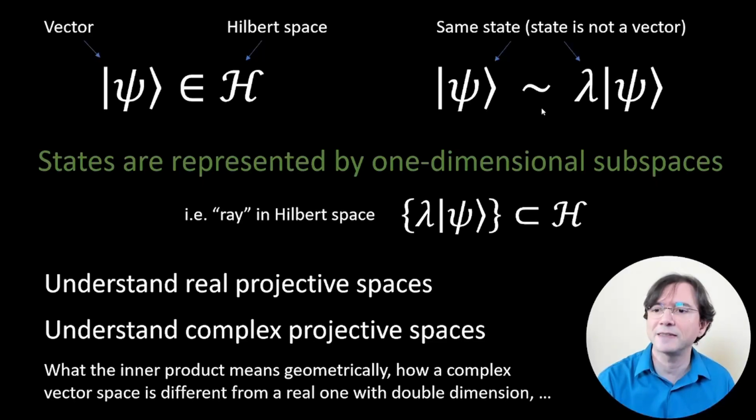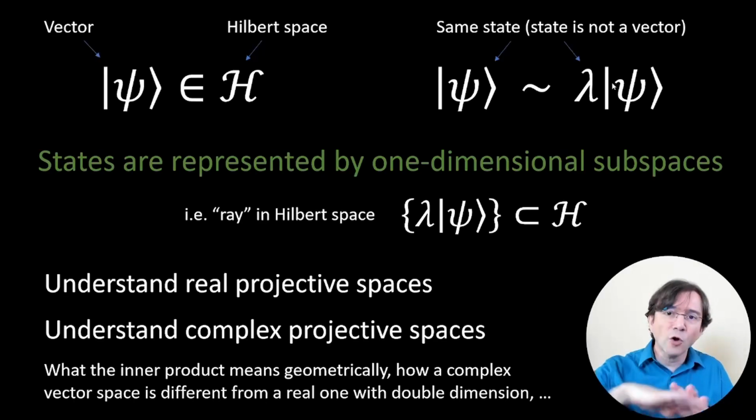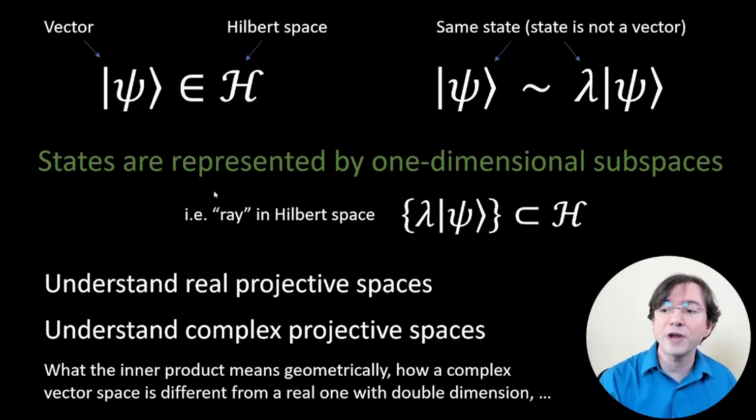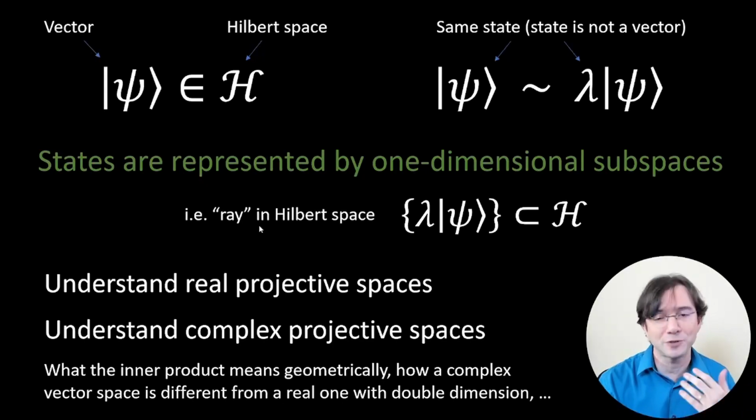So the idea is that if we take a vector and multiply by an arbitrary constant, that whole complex plane always represents the same state. And so states are not really represented by one vector, but they're represented by one-dimensional subspaces. These are called rays in the Hilbert space, which you will see is also a confusing terminology.